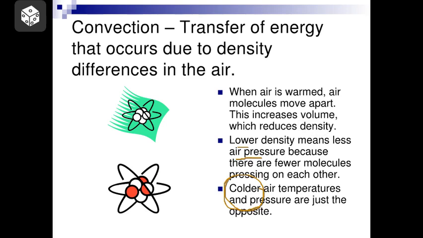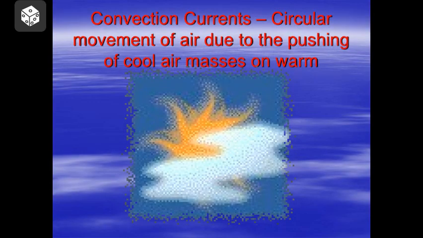Now, your notes, I only included it with 6 slides. I didn't go to 7 slides, so you didn't have one slide hanging out there. But an important term or concept that you will see possibly on quizzes and tests are convection currents. Convection currents are always the circular movements of air due to the pushing of cool air masses on warm. And we talked about convection currents with the geology units. Convection happens in the mantle. It's what makes the tectonic plates move around. Convection currents happen in the world's oceans. It's what makes water rise and fall in the world's oceans as well. So convection currents is a very important concept.